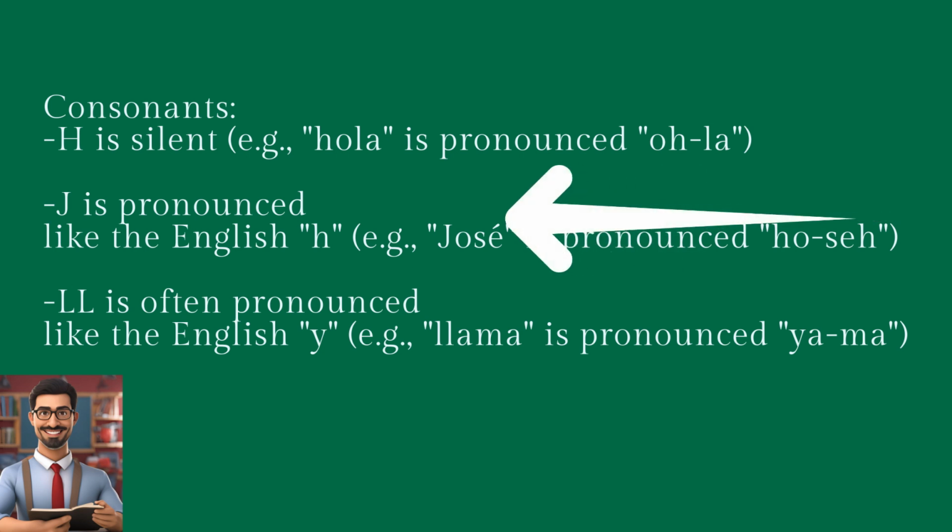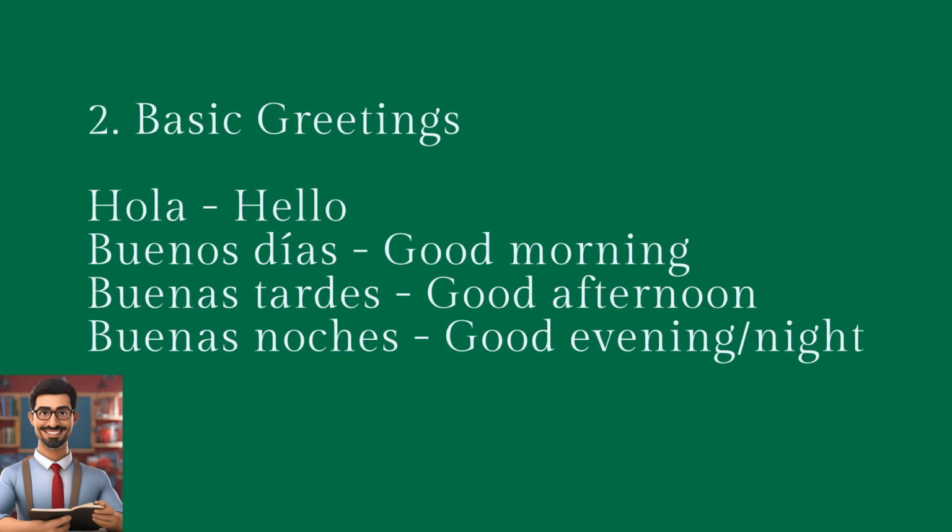The double L is not llama, it is llama. That's the pronunciation. So pay attention to these 3 just to begin. H, silent. J, like cat. And double L is llama. Okay?